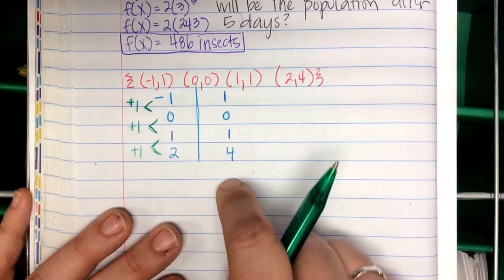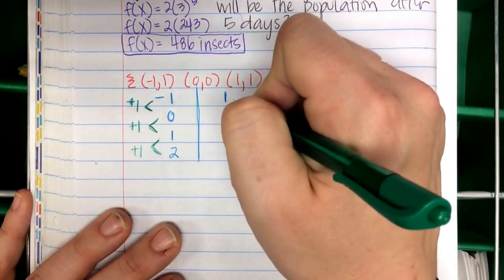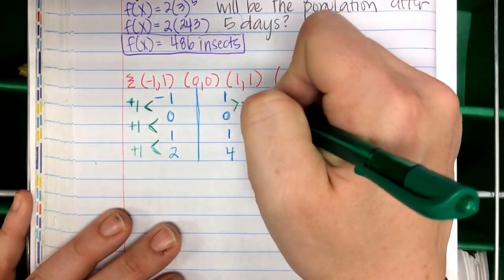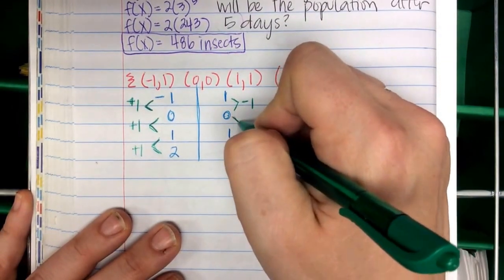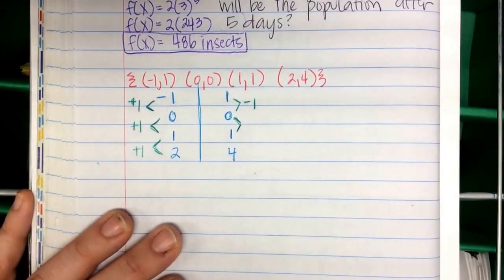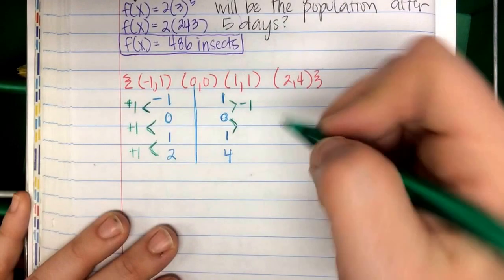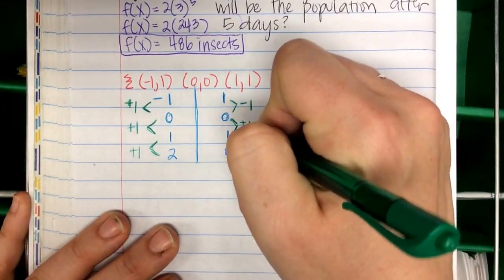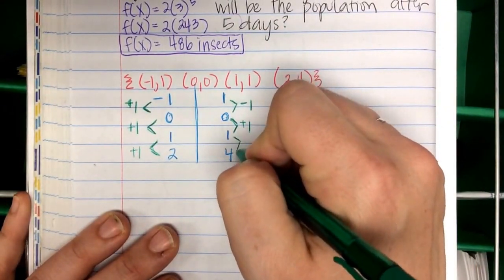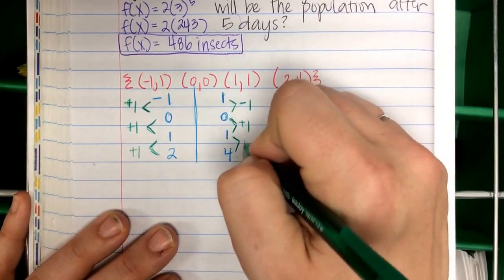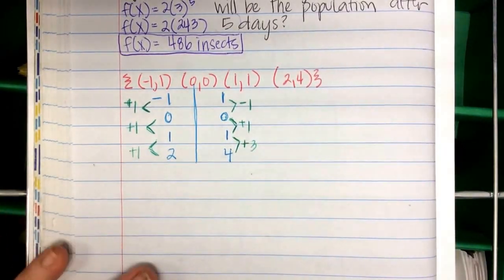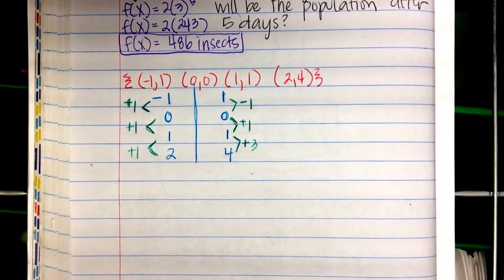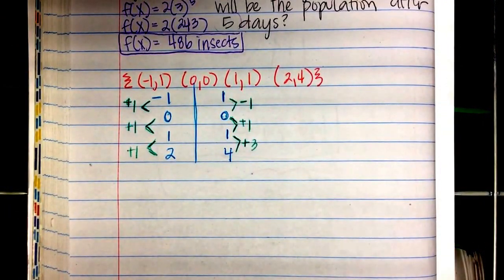So let's find over here. What happens from 1 to 0? -1. What happens from 0 to 1? +1. And what happens from 1 to 4? Well, that's not a constant change, is it?